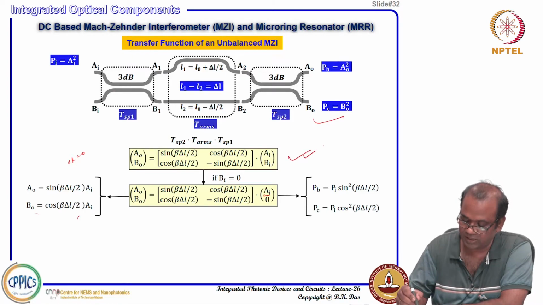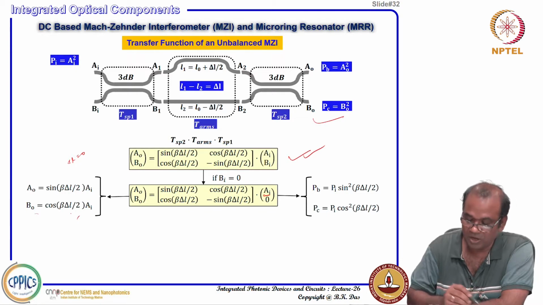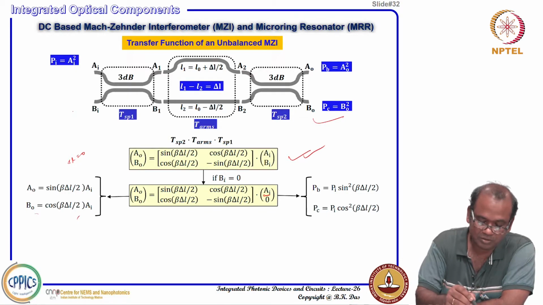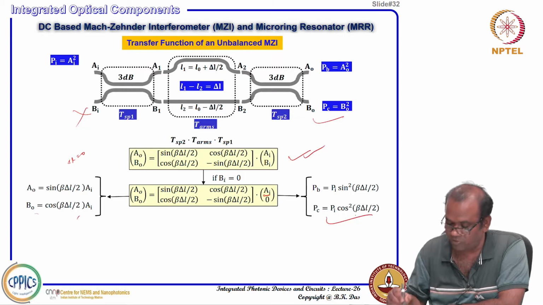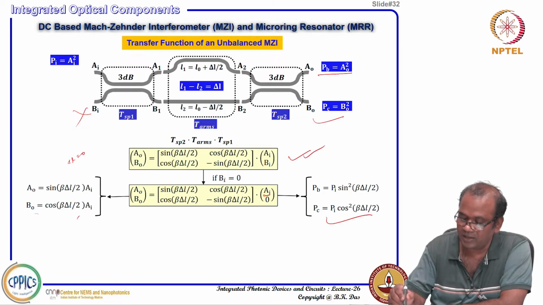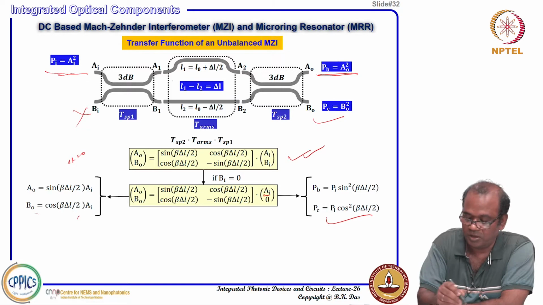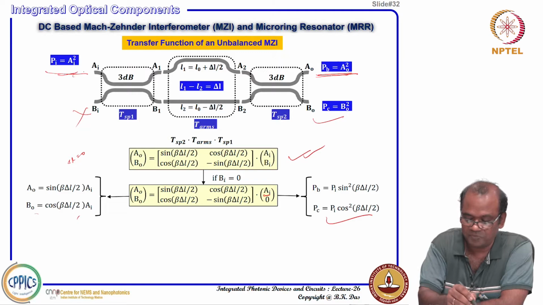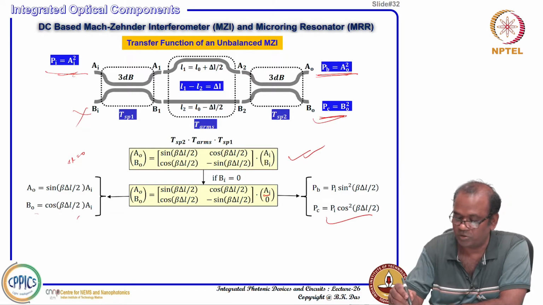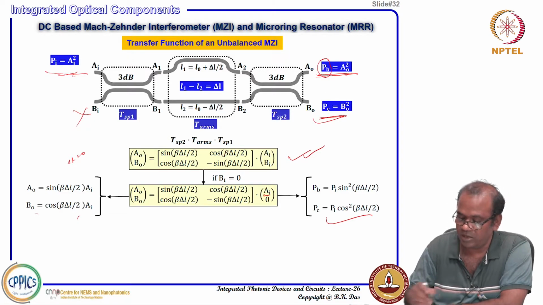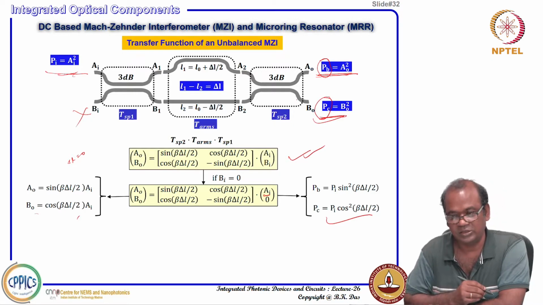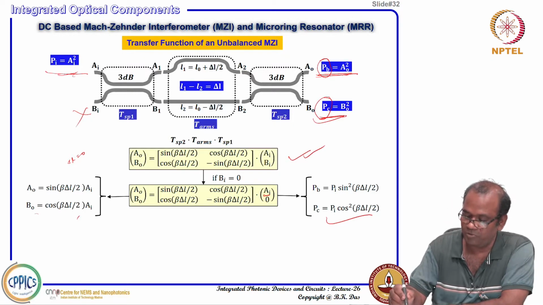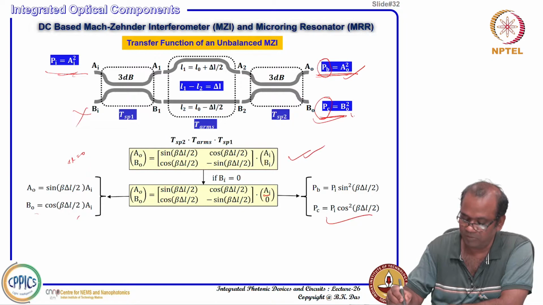So, this is the most general case. So, you can consider this one. Now, suppose nothing is launched here, and whatever output appears at this point, with respect to this input, we consider this a bar port, and with respect to this one this will be considered a cross port. So, power at the bar port PB, power at the cross port we consider as PC. So, PB will be A naught square and PC will be B naught square.